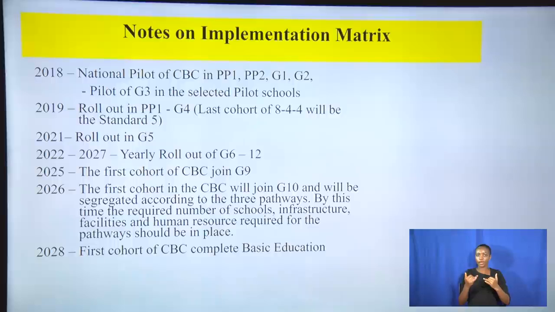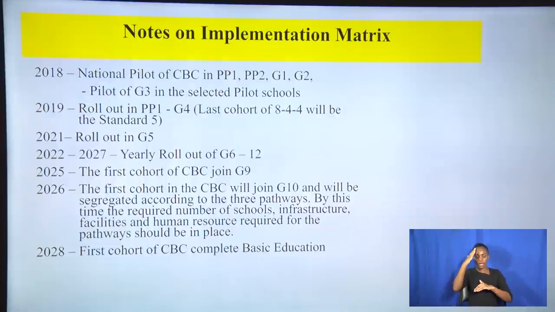Now, I want you to note the way the implementation has gone. 2018, the national pilot of CBC was done in PP1, PP2, grade 1 and grade 2, and piloting of grade 3 in selected pilot schools. 2019, there was rollout from PP1 all the way to grade 4. Then 2021, we're having the children now in grade 5. Between 2022 and 2027, they move all the way from grade 6 to grade 12. So 2025, the first cohort of CBC will join grade 9. That is, they'll join the junior school. So we must prepare for this one.